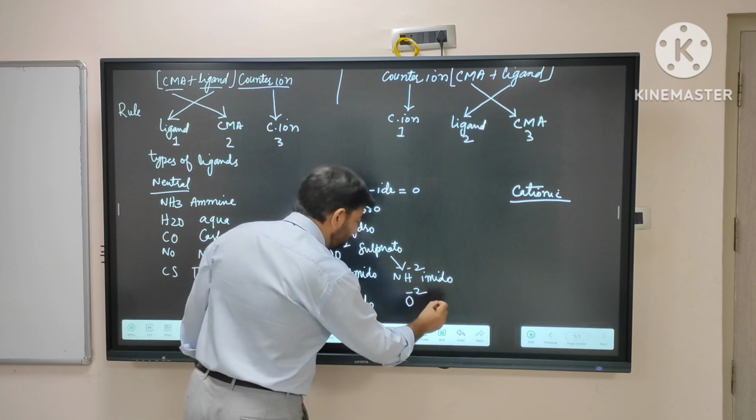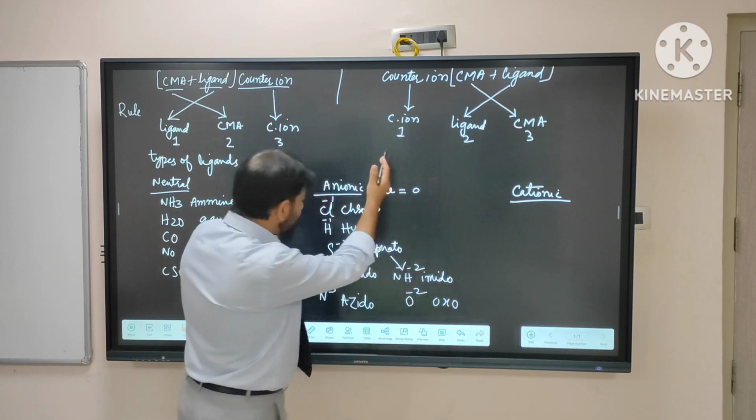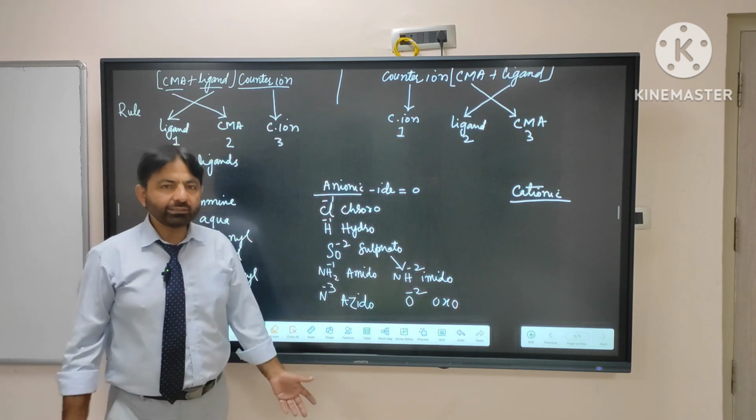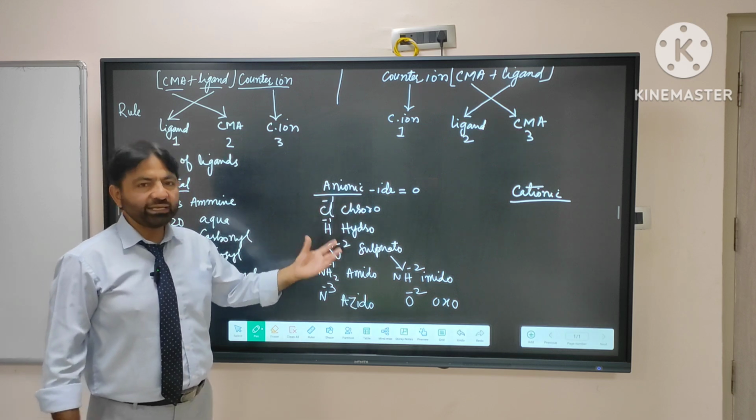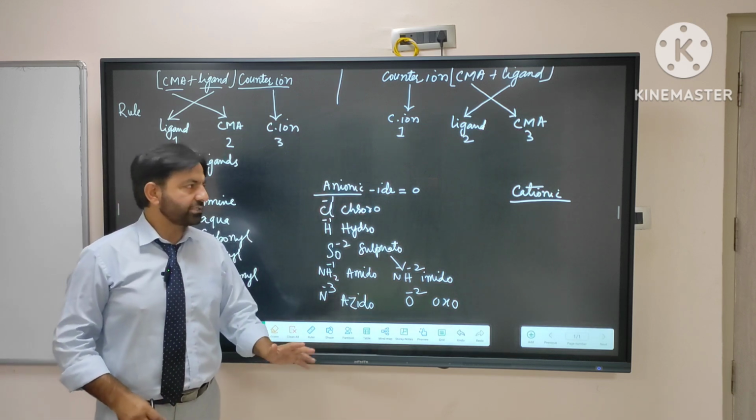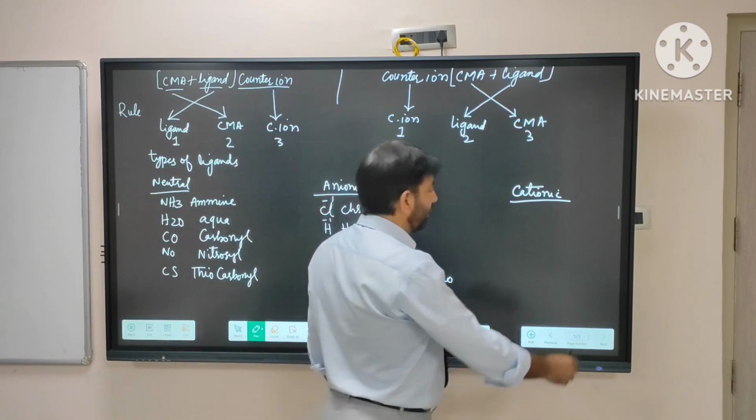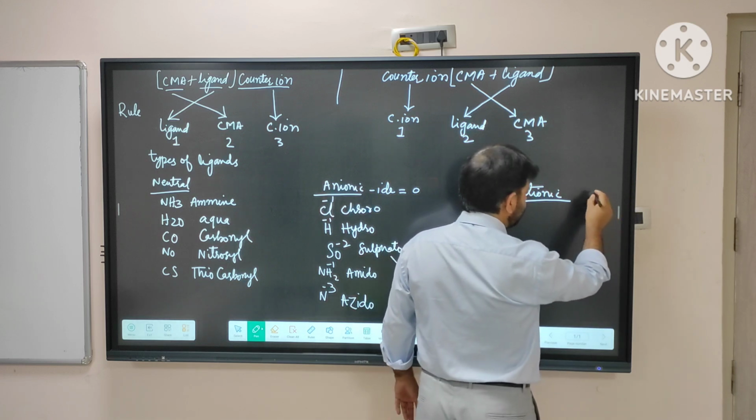O minus 2, that is oxo. So these are some anionic ions. Anionic means which carries a negative charge. Now let's move there. Here we change the ending word like this.